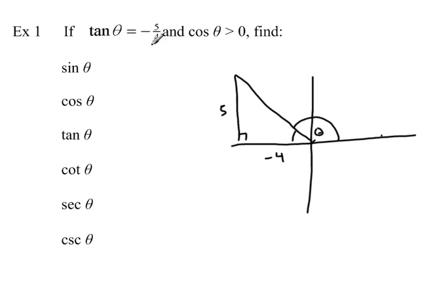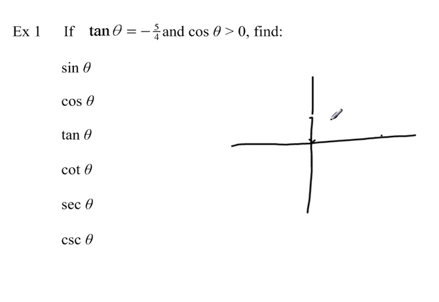Tangent of theta equals -5/4. But it also says cosine of theta is greater than 0, meaning it's positive. Well, cosine is adjacent over hypotenuse. Hey, wait a minute. That adjacent side is negative. That can't be positive. So this is not correct either. So I've got to erase what we have here, and I've got to think where else we could draw this. What I really should have done is plan this out a little bit first. Try to think this through.